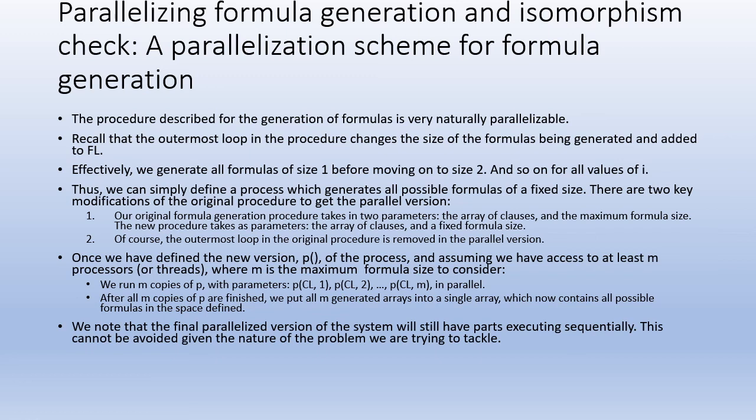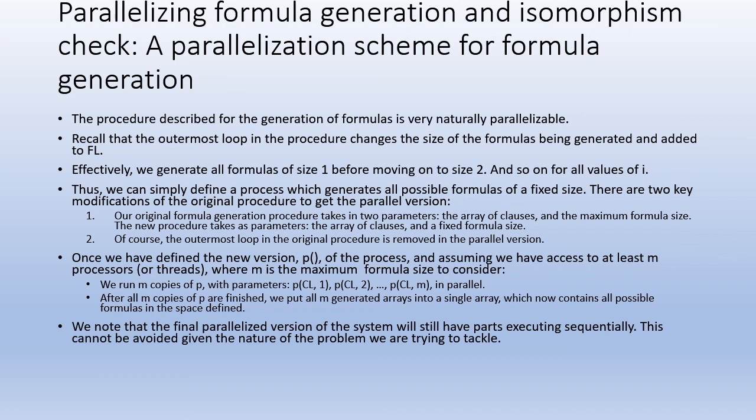There are two key modifications of the original procedure to get the parallel version. 1. Our original formula generation procedure takes in two parameters, the array of clauses and the maximum formula size. The new procedure takes as parameters the array of clauses and a fixed formula size. And 2. The outermost loop in the original procedure is removed in the parallel version.